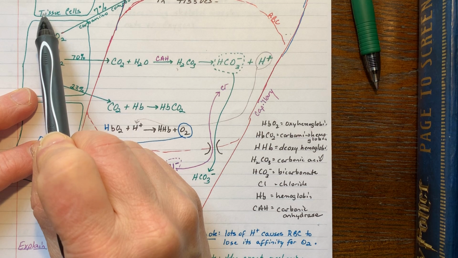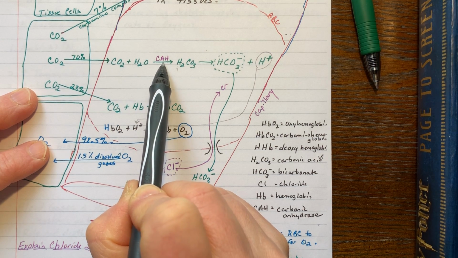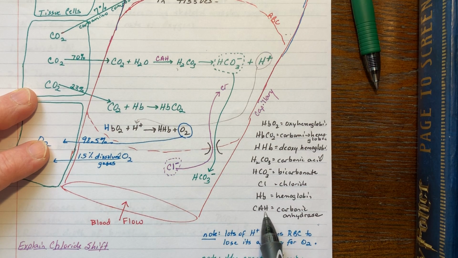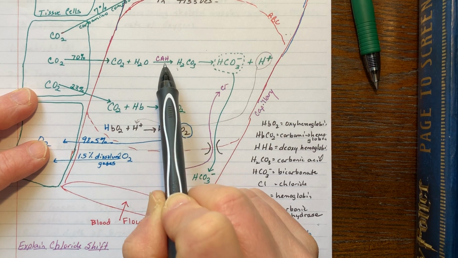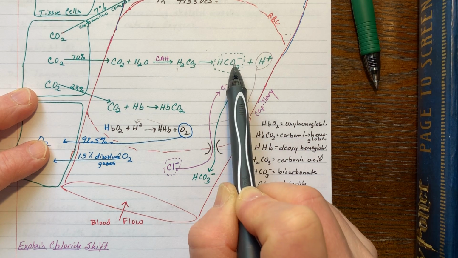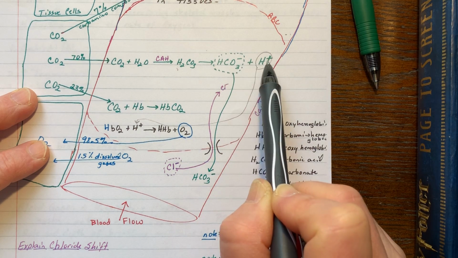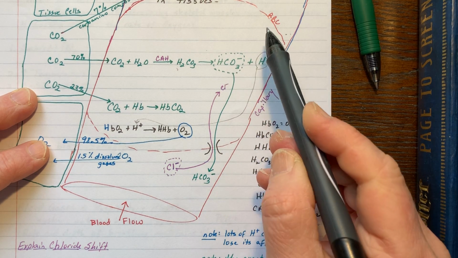Okay, we're in the tissue cells. Carbon dioxide comes across in the presence of carbonic anhydrase. Right there, CAH, carbonic anhydrase, that's the enzyme. Here, H2CO3, carbonic acid. We make the bicarbonate ion. It dissociates into bicarbonate and hydrogens, all right?